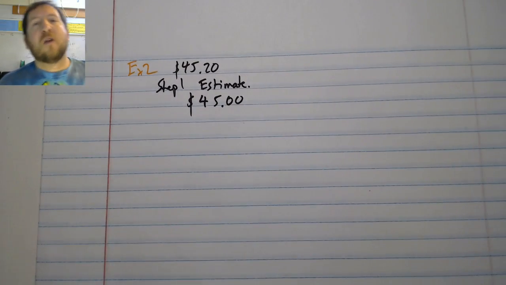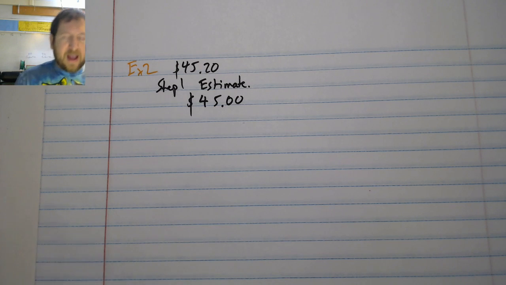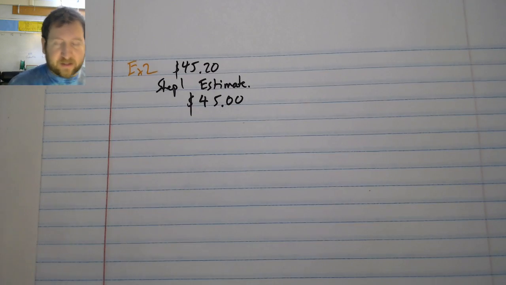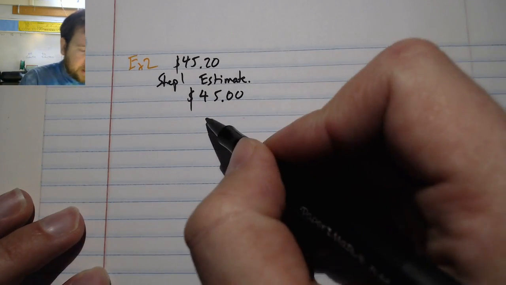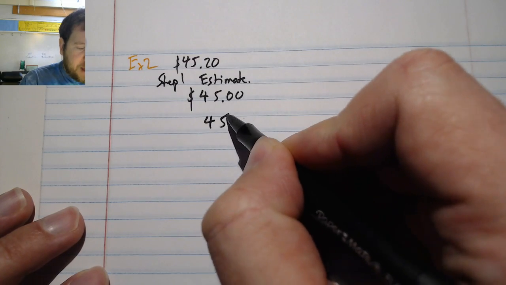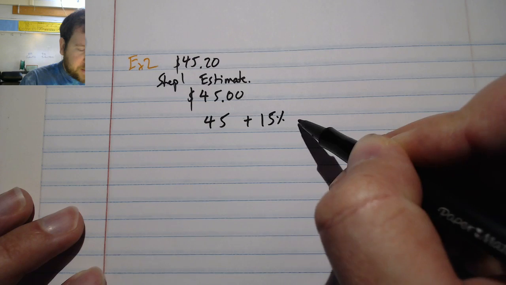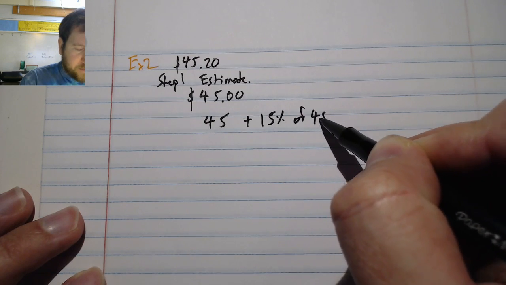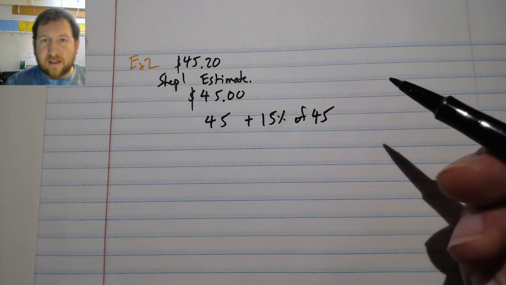All right, so remember the last time what I decided is I was going to tip 15%. And the easiest way for me to tip 15% is to break it into pieces. So let me write how that would look again. Maybe this way it'll be a little bit clearer than last time. I'm going to write 45 plus 15% of 45.